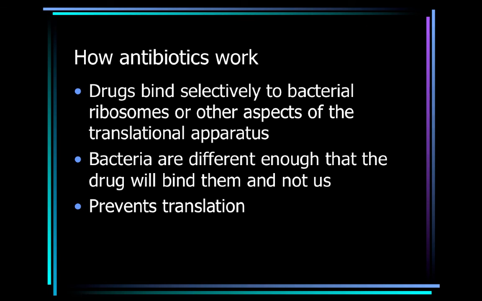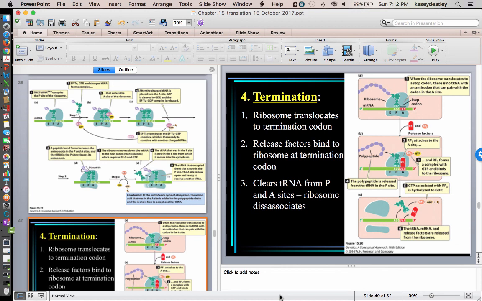I just want to talk very quickly about how antibiotics work because it relates to the translation process. So we know that when we get sick and have a bacterial infection, we can go to the doctor and get some sort of drugs. Well, those drugs are going to bind very selectively to the bacterial ribosomes and not allow translation to take place. The bacteria tend to be different enough that the drug is going to bind them and not our own personal cells. And so antibiotics really prevent translation. So that's how we can get a hold on the bacterial process, and it won't let it go through the protein expression step as well. All right, so that is the end of chapter 15.